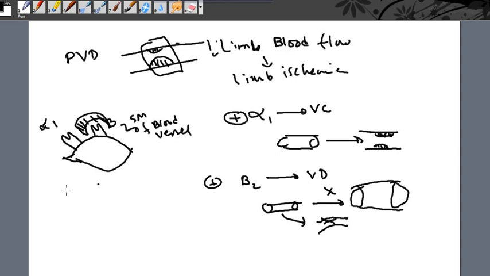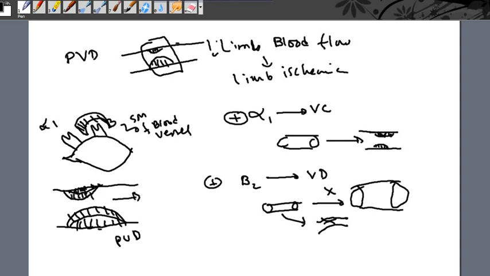In peripheral vascular disease, the vessel is already narrow, and you give a beta blocker like propranolol and make this vessel further narrow. What will be the consequence? This will aggravate the limb ischemia, and this can lead to necrosis and gangrene.